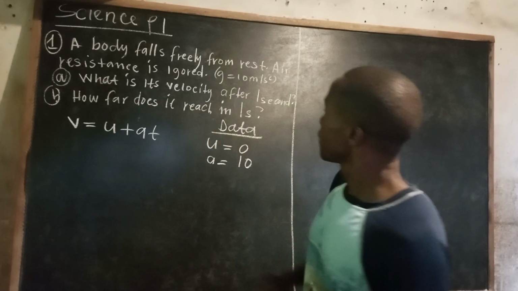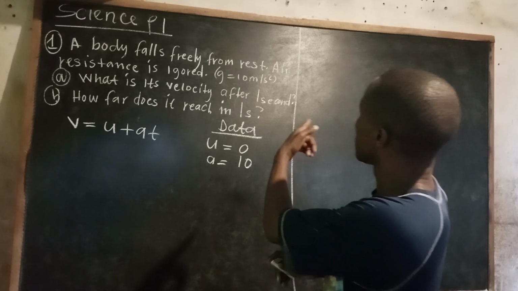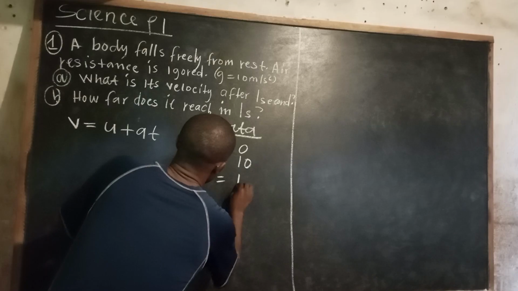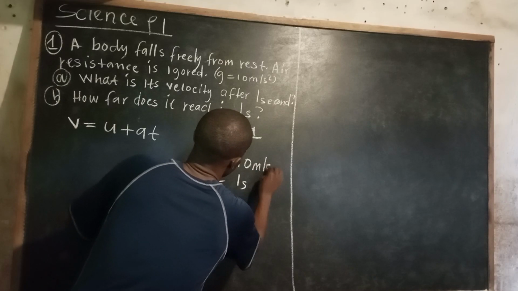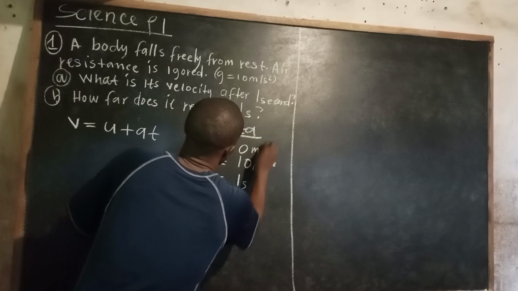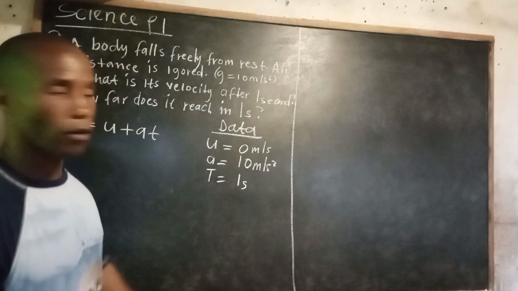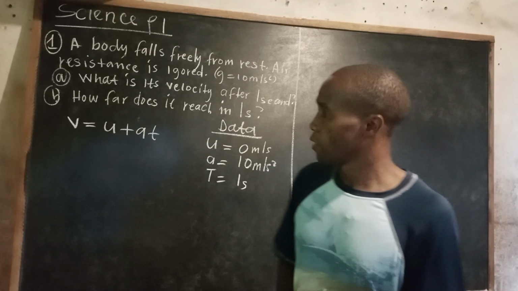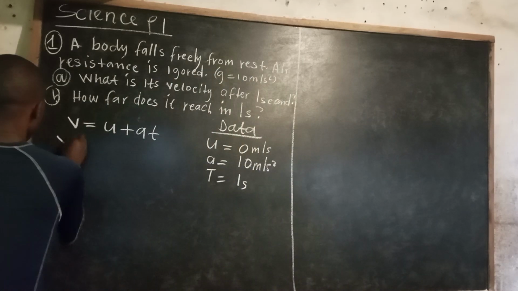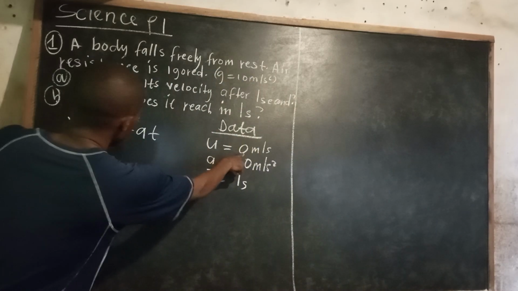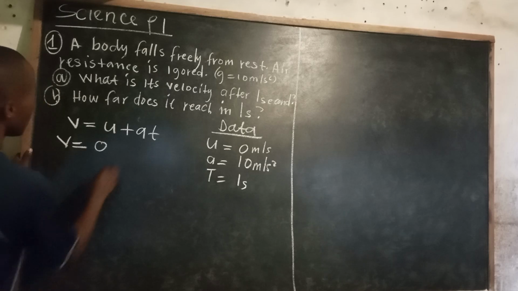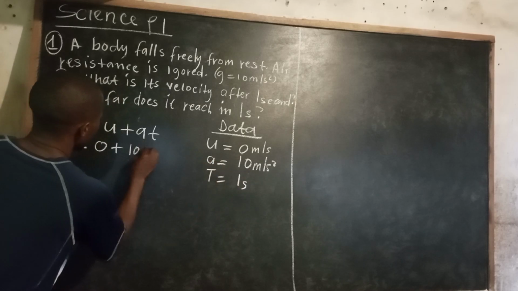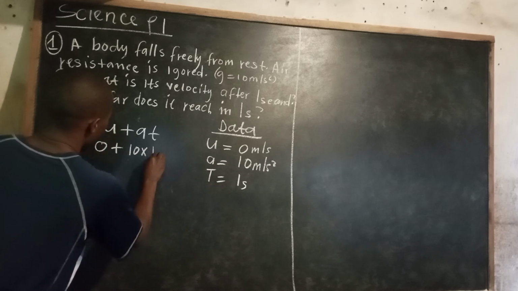Okay? Then we come to time. Time is there, 1 second. So we are going to say 1 second. Okay, so having collected the data, now we can substitute in the formula that we have introduced. So here we are going to say v is equal to initial velocity, which is 0, so we say 0, then plus acceleration, which is 10, so we say 10 times time, which is 1.